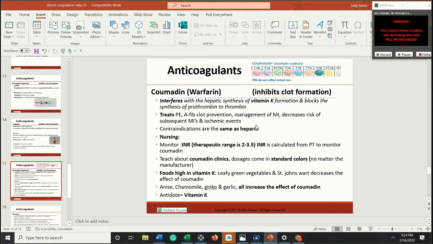And the other ones don't have these restrictions. So remember the medications I talked about before, which was the Xarelto and so on. Those newer ones don't have these restrictions.